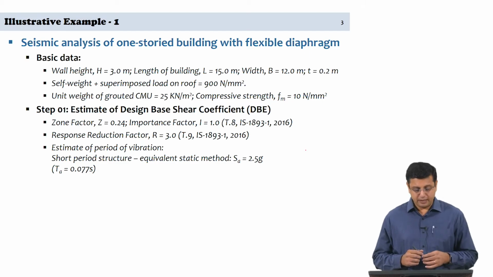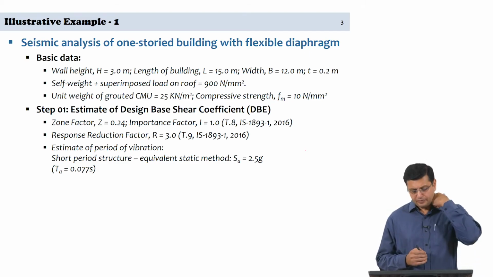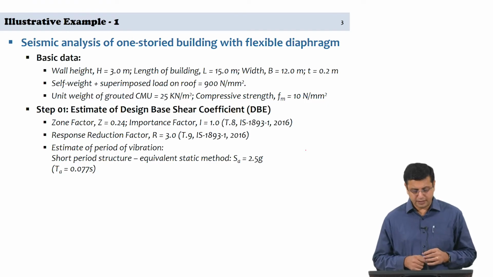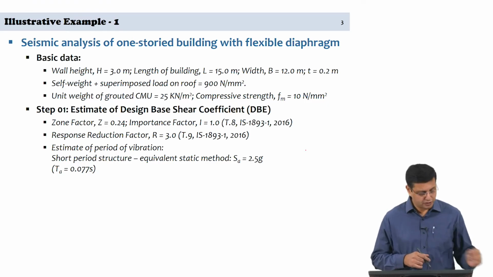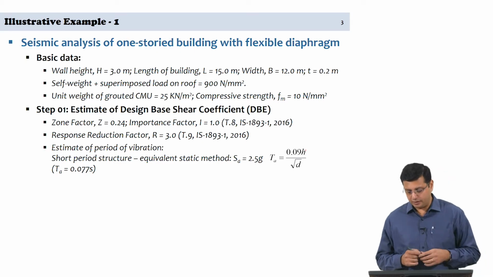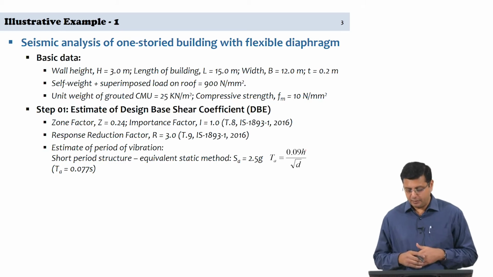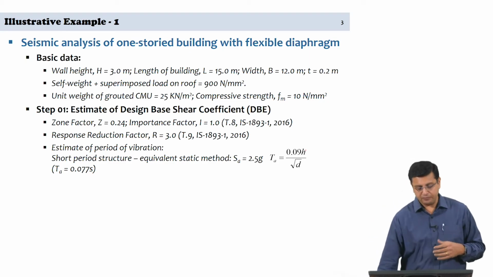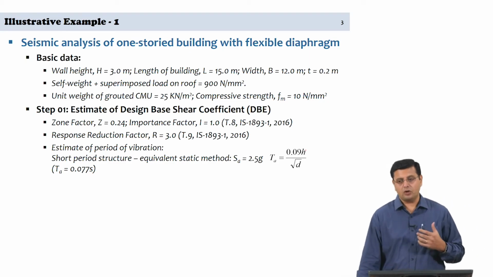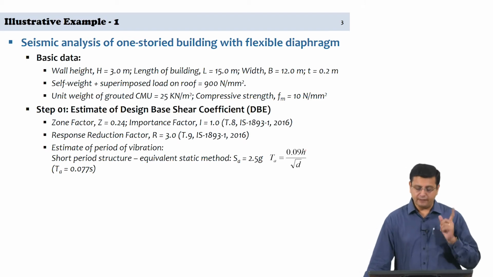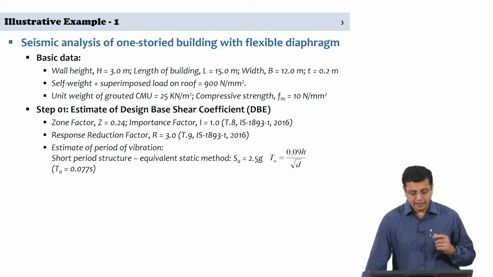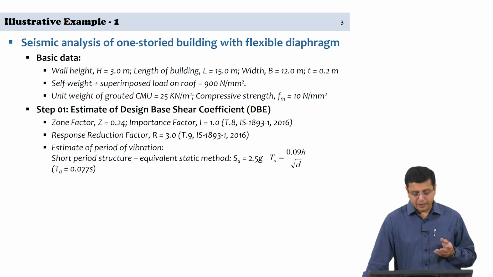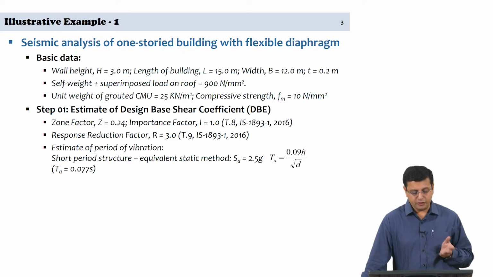If we have to estimate the design base shear coefficient, we need an estimate of the period of vibration of the structure. The period of vibration of the structure can be estimated using simple code based formulae. Here, if I were to use the fundamental vibration period equal to 0.09 h by square root of d, d being the dimension of the structure in the direction of the earthquake and h being the height of the structure, we can work out the fundamental period of the structure as 0.077 seconds.